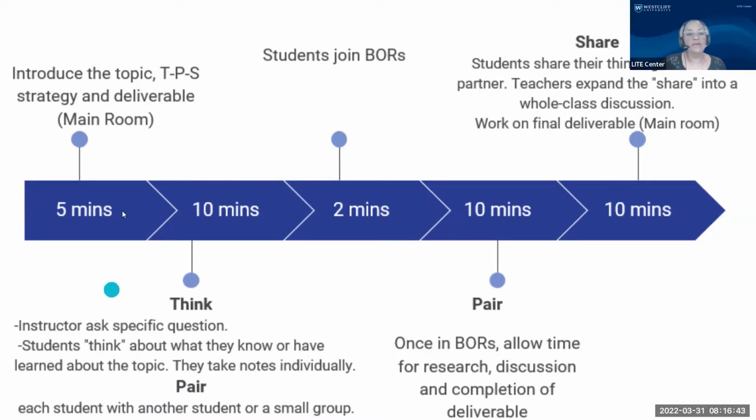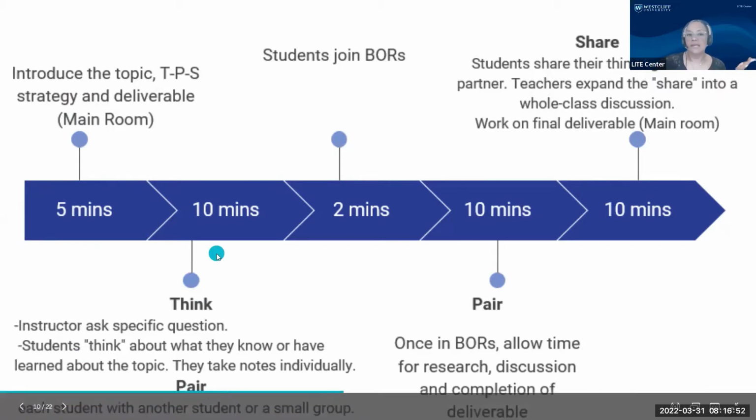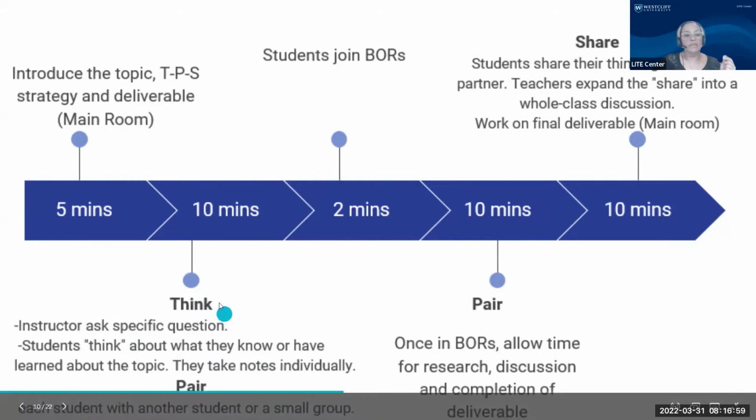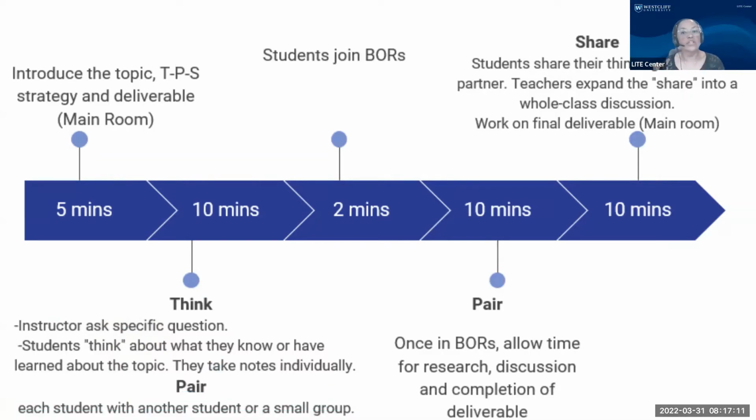So basically, it looks like this: 5 minutes in the main room discussing the topic and the strategy. Once you know that students know exactly what to do, you give them around 10 minutes. It can be less depending on the complexity of the question. You can give them 5 to 10 minutes for you to give the question and for students to think about what they know or have learned about the topic. And they actually need to take notes individually before getting into talking and discussing with other peers.